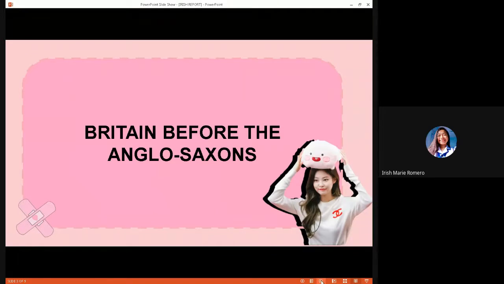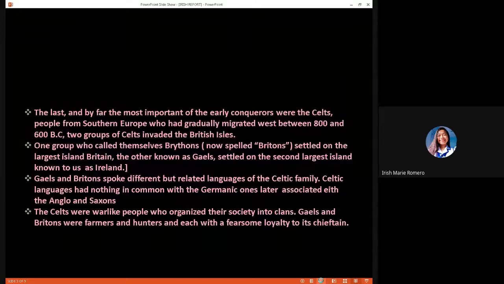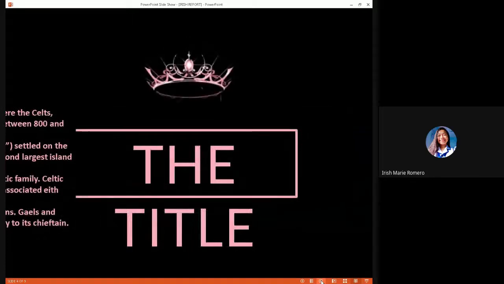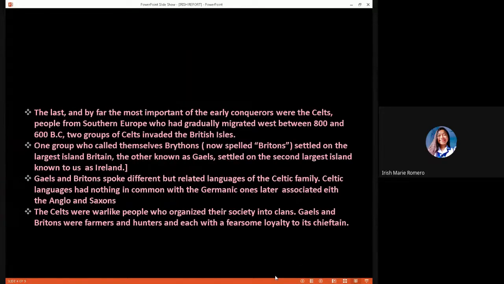So first, let's take a look at Britain before the Anglo-Saxons. The last and by far the most important of the early conquerors were the Celts, people from southern Europe who had gradually migrated west between 800 and 600 BC. Two groups of Celts invaded the British Isles. One group, who called themselves Britons, settled on the largest island, Britain. The other, known as Gaels, settled on the second largest island, known to us as Ireland.